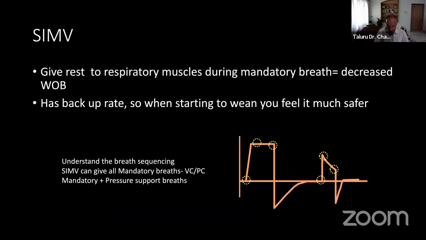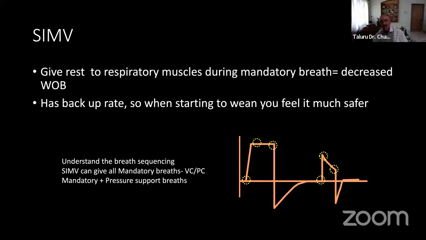So, breathing sequence, only 2 slides. This is a very popular mode with all the juniors. I don't know why. They all think that if you give a mandatory breath once in a while, the work of breathing comes down and the patient becomes more comfortable. That is one assumption. And the second assumption is if the patient suddenly doesn't breathe, there are some mandatory breaths going on. This is a common misconception all the postgraduates have.